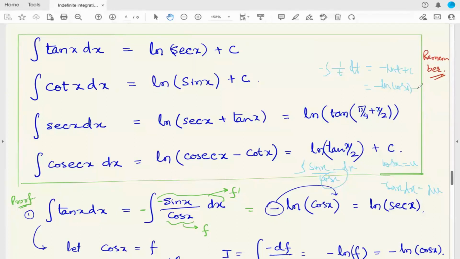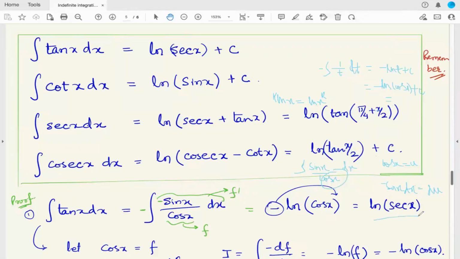Okay. And we know by the basic logarithmic rule that the number written outside on the left side of the log, if it goes inside, goes into its power. Like if it's written k log x, we can also write it as ln x to the power k, right? So here we get ln 1 by cos x. So 1 by cos x is sec x. So its integration will be ln sec x.